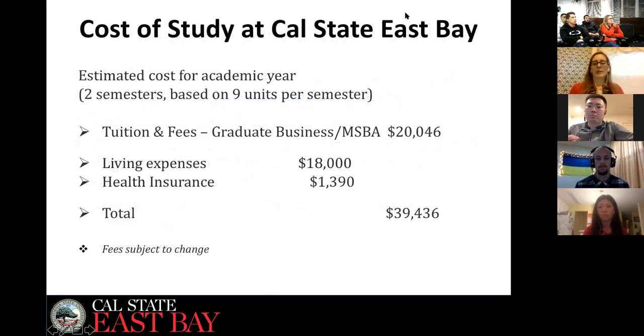This is just a summary of the cost of our program. The tuition and fees for the graduate business programs, including MSBA, is just over $20,000. That's for 1 year, assuming you're taking 9 units per semester. So for most people, it would take 2 years to finish the program. This also gives you our living expenses in the Bay Area at around $18,000 and the required health insurance. So the total cost is just under $40,000 for 1 year.